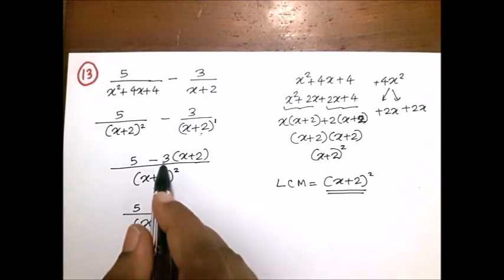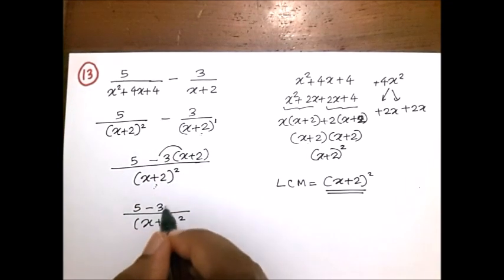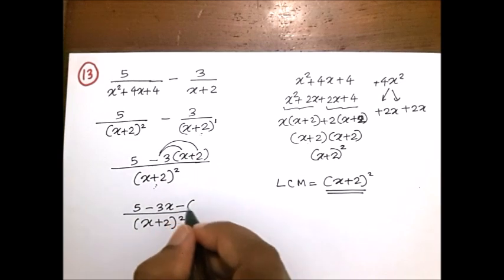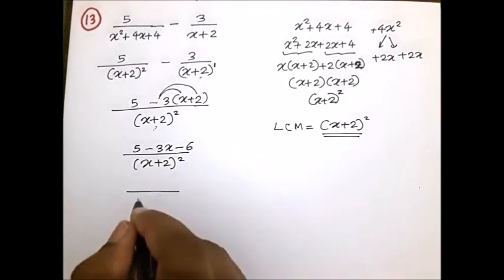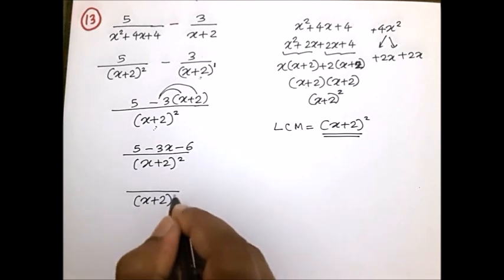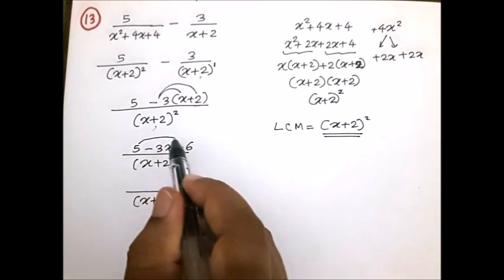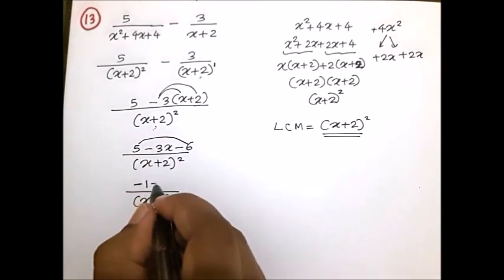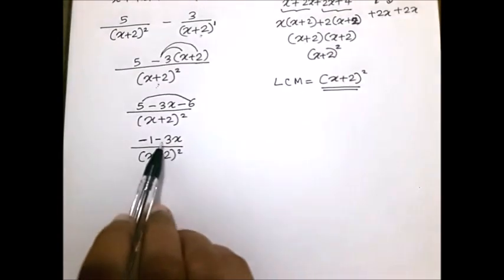Now remove brackets in the numerator. Minus 3 multiplied by x, minus 3x. Minus 3 multiplied by plus 2, minus 6. Now you can simplify the numerator. The denominator is x plus 2 to the power 2. Here 5 minus 6, it is minus 1. And here minus 3x. Now in the numerator both terms are negative.